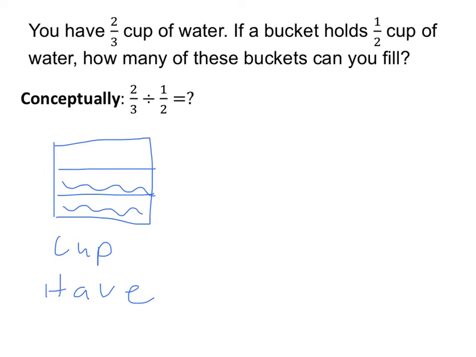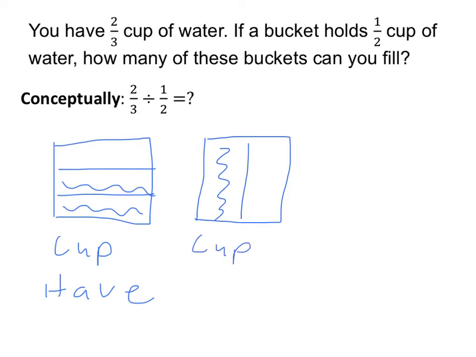Now next in the problem it says that each bucket holds a half of a cup. So in other words, to fill a bucket, we need a half of a cup. Well, let's draw a picture of a half of a cup. So we can do that, divide that in 2 pieces. And so again, this is a cup. This big box represents a cup, and this 1 piece is what we need. So it's like we have 2 pieces, but we only need 1 piece to fill a bucket.